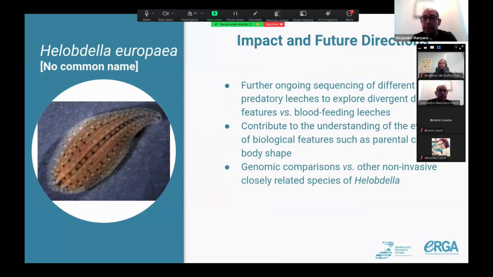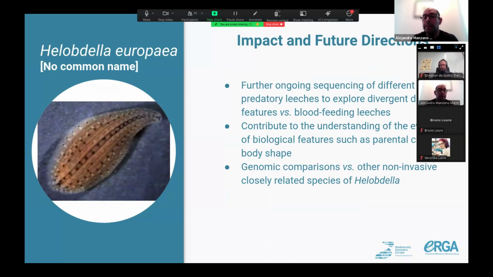What are we using its genome for? We're using it along with further ongoing genome sequences of different predatory leeches to explore, let's say, divergent systems where this ability to feed on and digest blood has been lost, to see what makes a non-blood feeder or what makes a blood feeder within this group of animals.